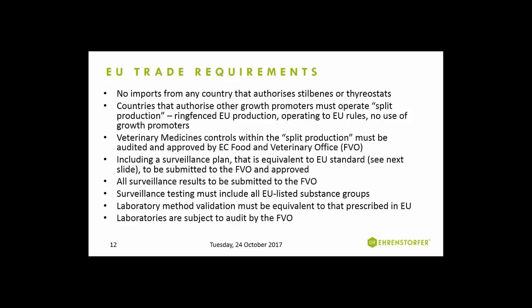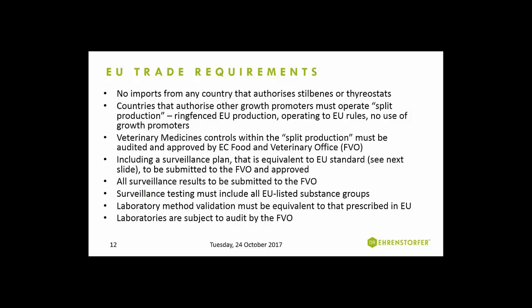So if the EU imports meat, fish, milk, eggs or honey, then they have quite stringent conditions on residue controls. The exporting country must not use growth promoters or must operate a split production, effectively ring-fenced EU production, which operates to EU rules and which is subject to audit and approval by the Food and Veterinary Office of the Commission. This has to include a surveillance plan, which is equivalent to an EU type scheme. And this plan has to be submitted to the FVO and approved. All surveillance results have to be submitted to the FVO every year.